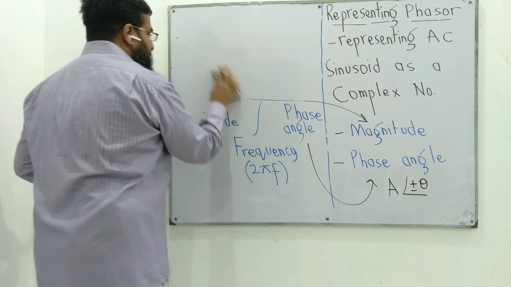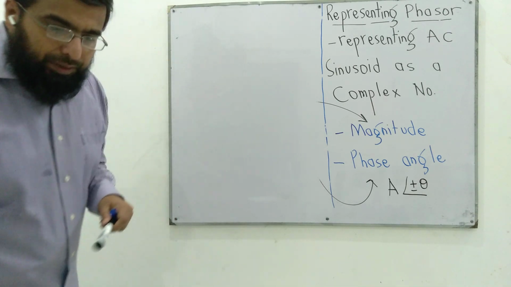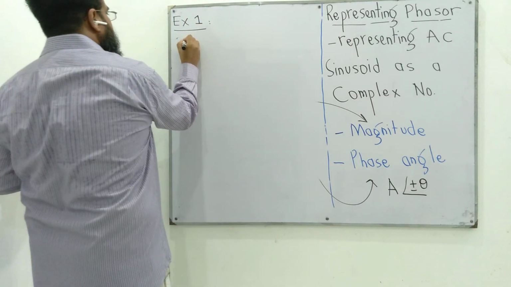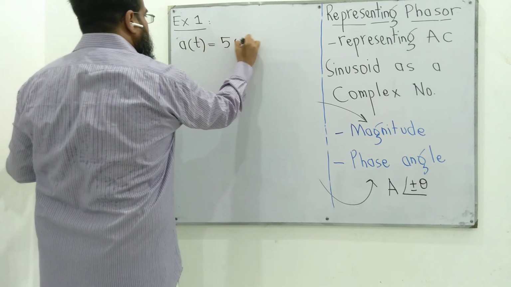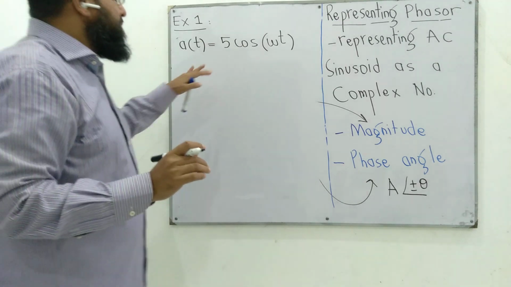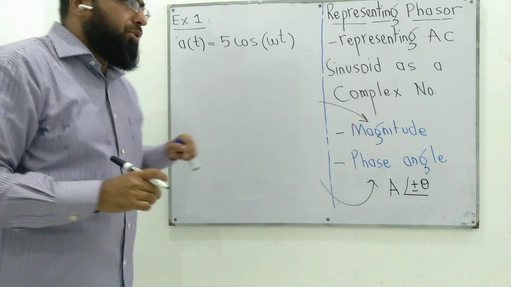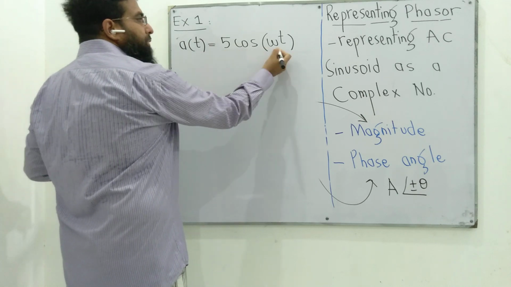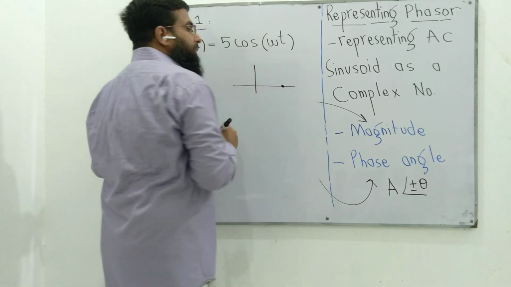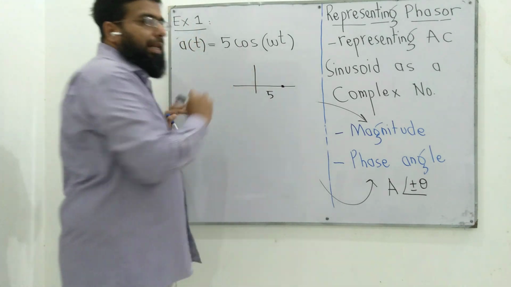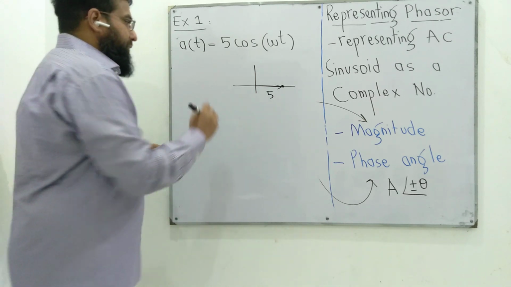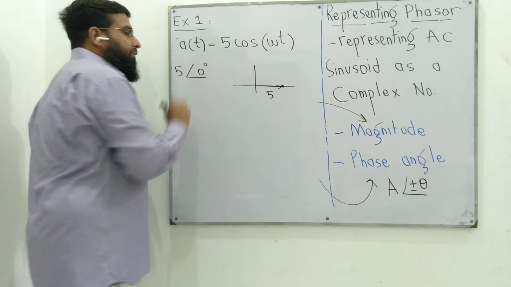Let's solve two or three more examples to understand the concept thoroughly. I have devised example number one for you. A of t is given to be 5 cos omega t. Represent this as a phasor, which is a complex number in its polar form. So this has a magnitude 5. Forget about the frequency. What is the phase? Nothing, which means the phase is 0. So this can be represented as a number in the complex plane having magnitude 5 and lying at an angle of 0. So this is the vector representing this quantity, magnitude 5 at an angle of 0.